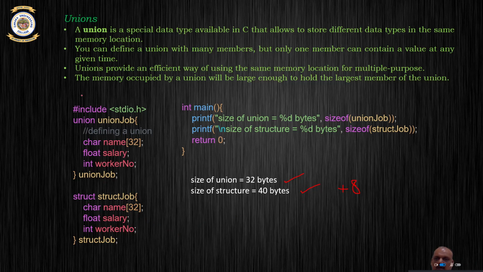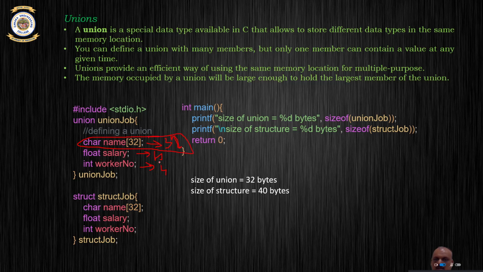If you look into this particular definition of memory that is required for a union, we can see that this character array requires 32 bytes of memory. So it can store 32 characters, so it requires basically 32 bytes of memory. The memory requirement of this variable in the union is 4, and this is 4. So the total memory allotted for this union is basically 32.